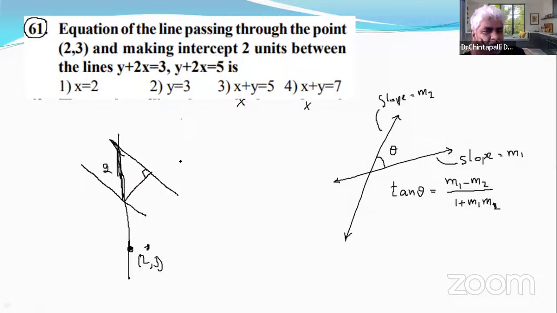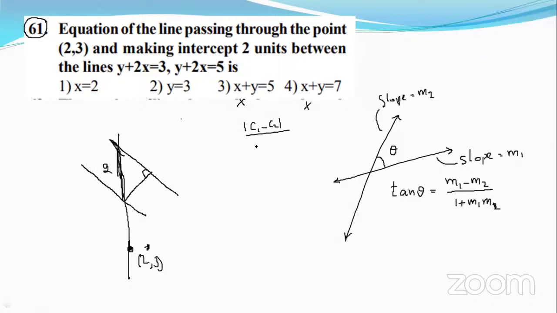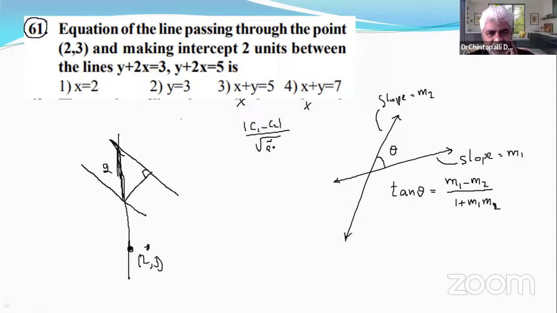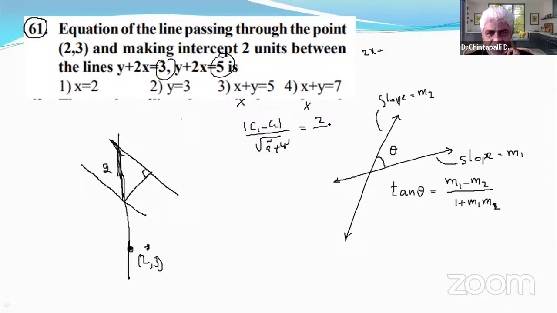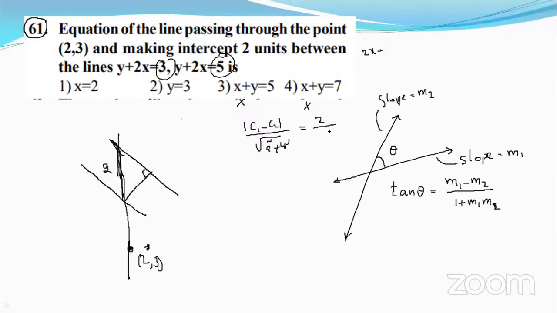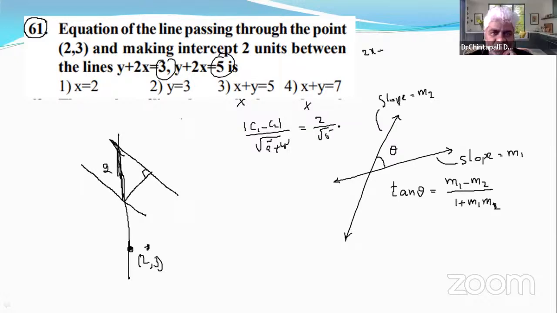There is a formula to find the distance between parallel lines: mod of C1 minus C2 by the square root of A square plus B square. The first equation and second equation can be rewritten. C1 minus C2 means what? 5 minus 3, so 2. 2 by root of (1 plus 4), root 5. Very good. It is 2 by root 5.